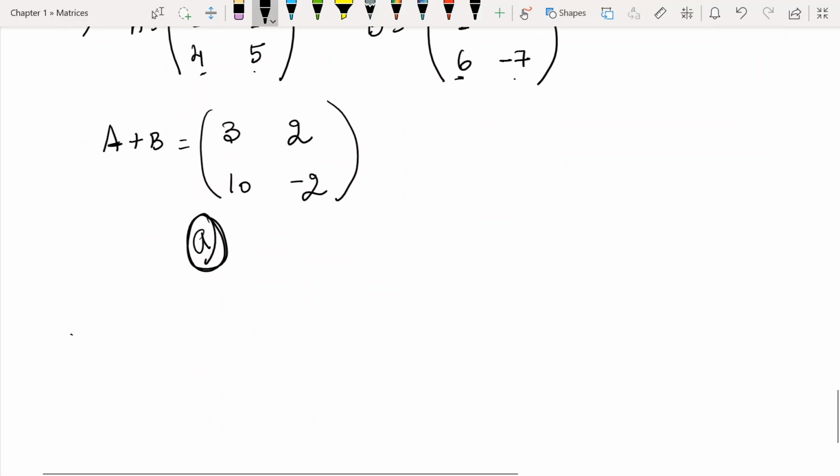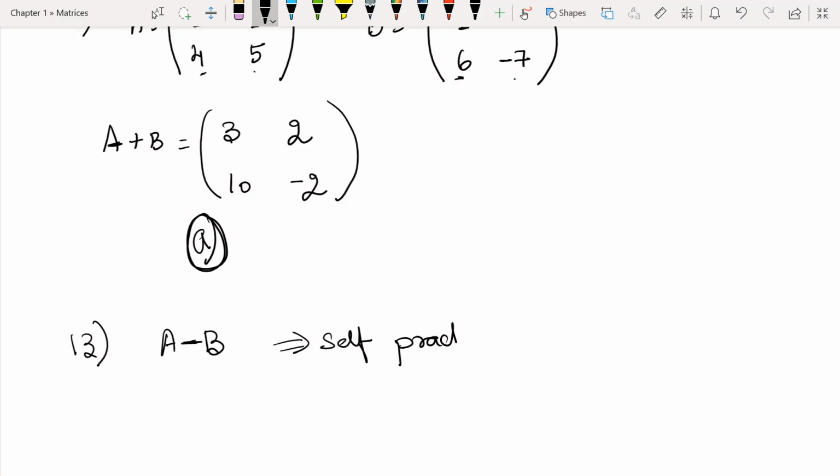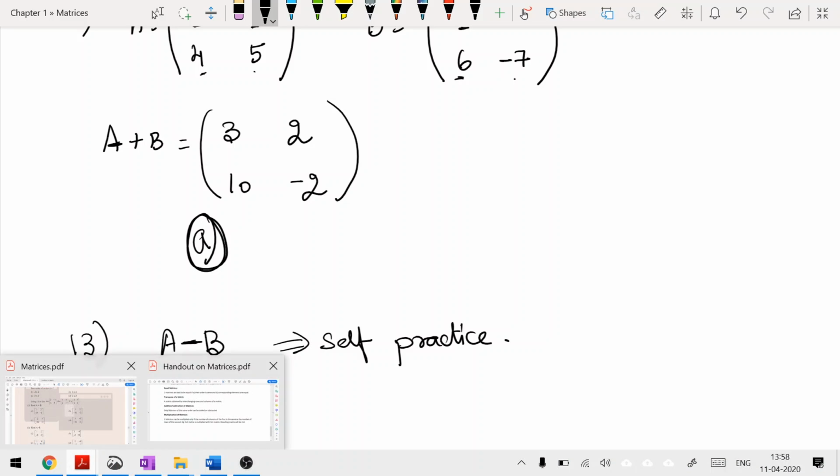Now 13th one, you're going to find out A minus B. Instead of adding, you just have to subtract. So I am going to leave this for your self-practice. Okay. Let's go to the next question.